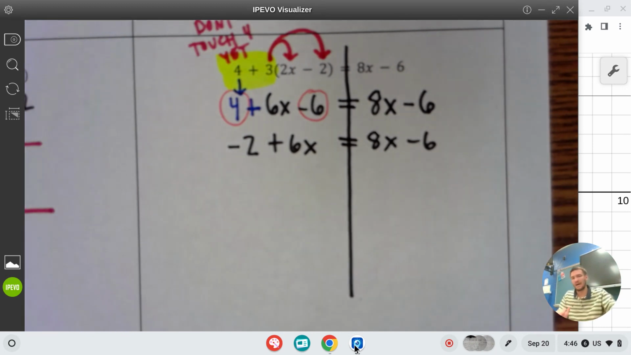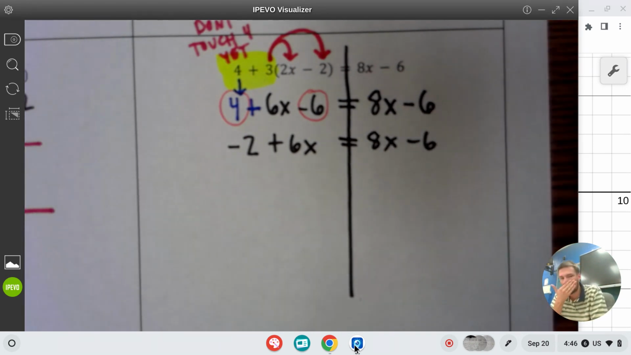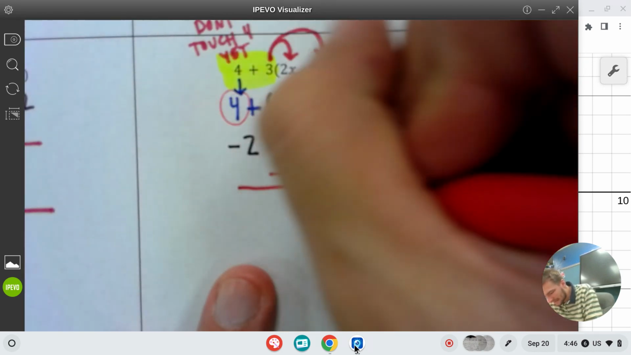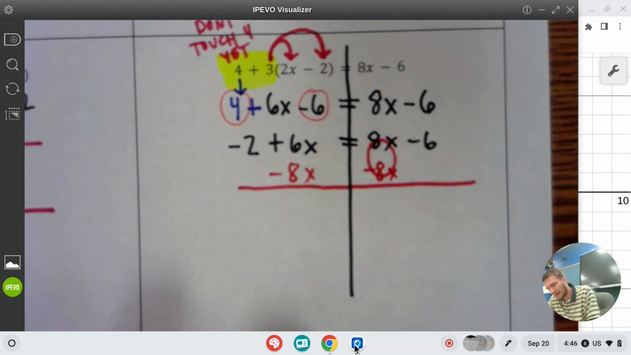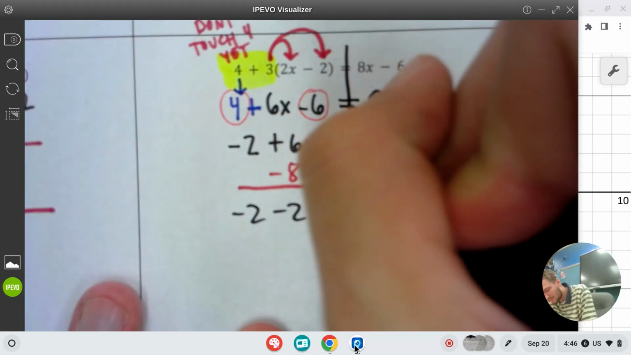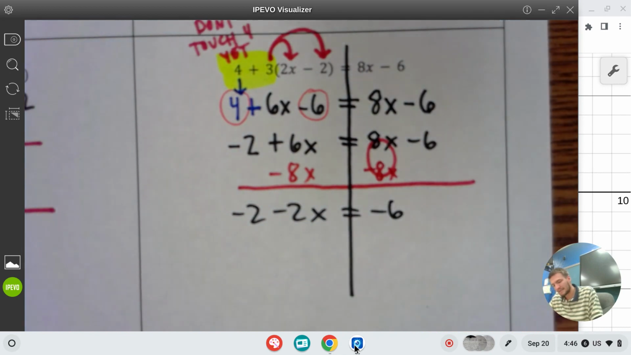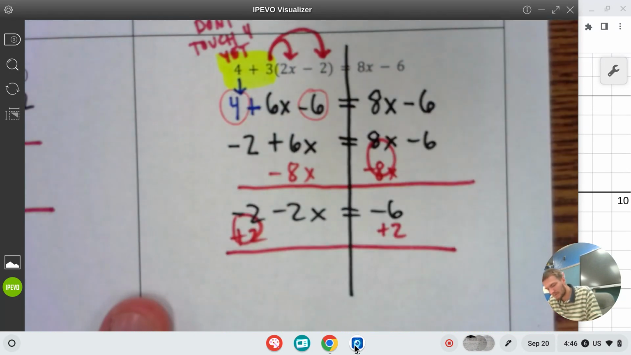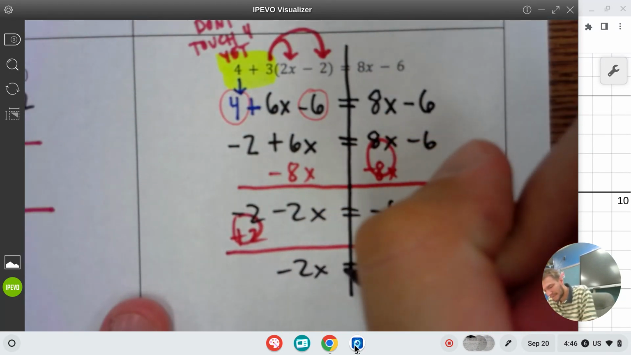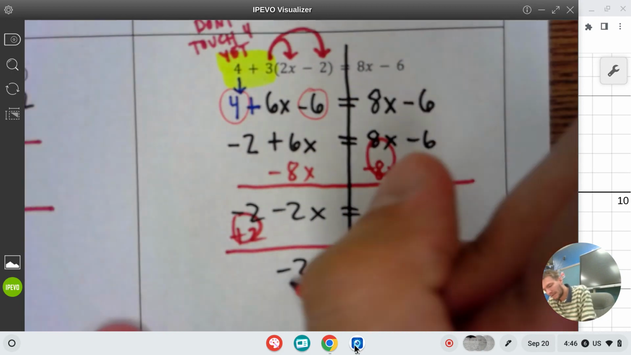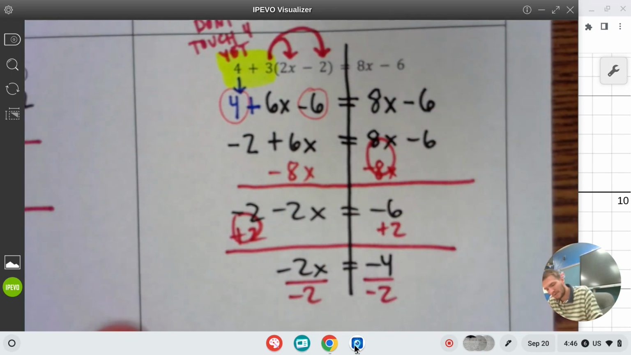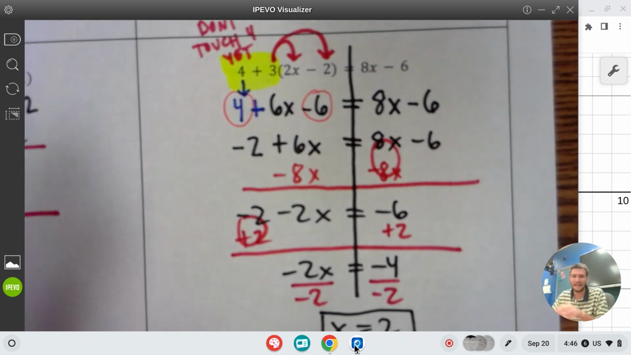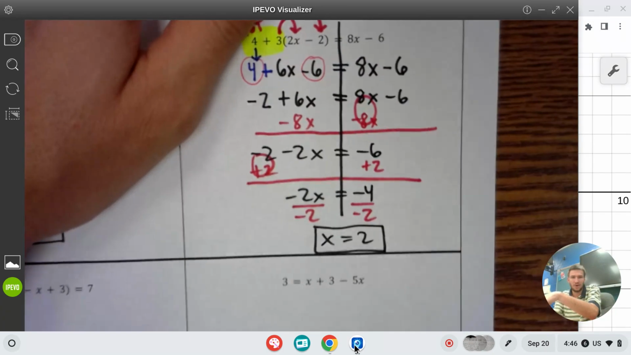Now we should start to feel confidence. Now we are in the familiar area. Now, minus 8x minus 8x. We're going to have negative 2 minus 2x equals negative 6. Plus 2 plus 2. Negative 2x equals negative 4. Divide by negative 2. Divide by negative 2. X equals 2. Once again, big dog question.